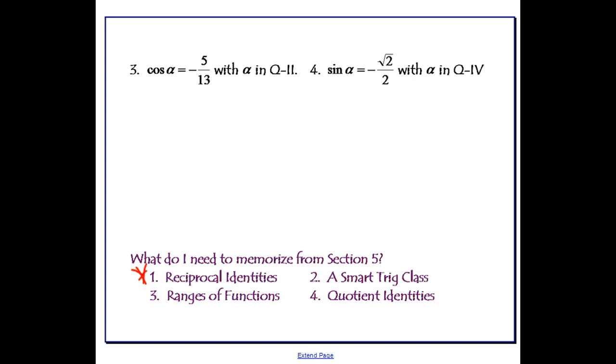You need to know the reciprocal identities. Sine, cosecant are reciprocals. Cosine, secant are reciprocals. Tangent, cotangent are reciprocals. You want those off the top of your head. Second thing you want, A Smart Trig Class, so you need to know the plus or minus signs of the trig functions in the various quadrants. The ranges. You need to know, is it possible for the sine to be 5, cosecant to be 5, tangent to be 5, things like that. So what are the ranges of the trig functions? And then the quotient identities you should know. So tangent is sine over cosine, cotangent is cosine over sine.